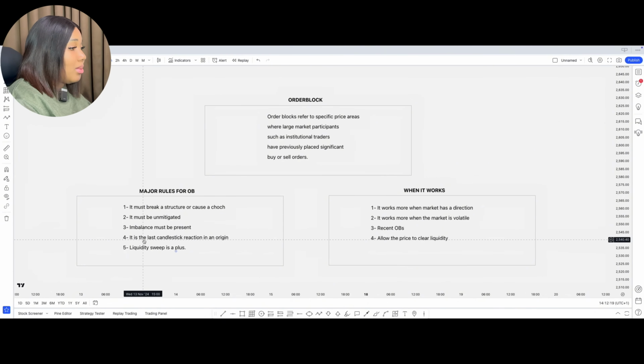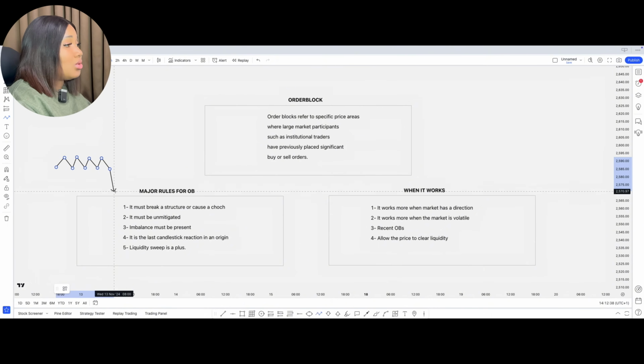The order block you are mapping out, it must be the last candlestick reaction in an origin. Let me use an illustration to explain that. So you noticed a range. Whenever market is ranging, that simply means both the buyers and the sellers, they are indecisive. So whenever market is ranging, once you get an impulsive movement, either to the upside or to the downside, here we're going to use to the upside.